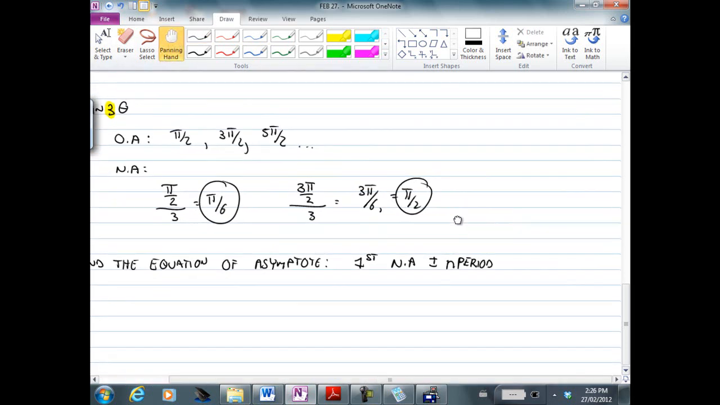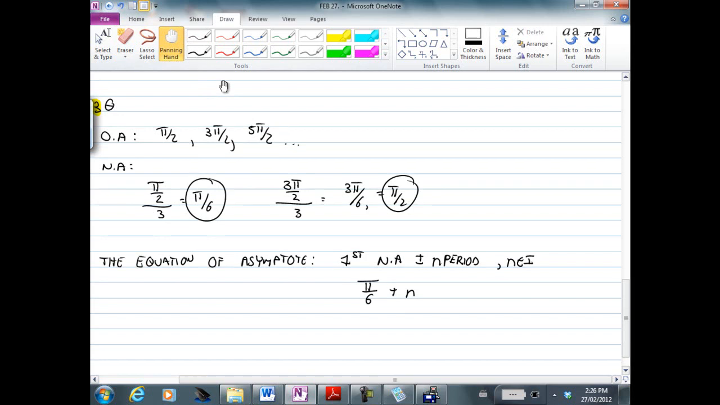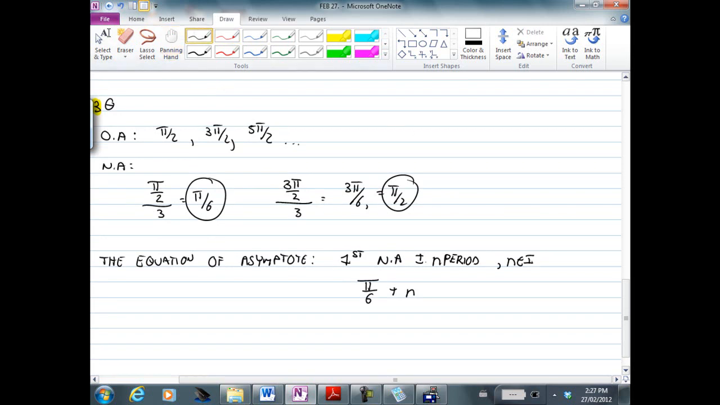And you've got to go N, an integer. Because I can write as many asymptotes as I want, but instead of wasting my time, let's just come up with a formula. So I take my first asymptote, which is pi by 6, plus N times my period. Now my period of this is actually pi by 3. So it'll be N pi over 3, N an integer.